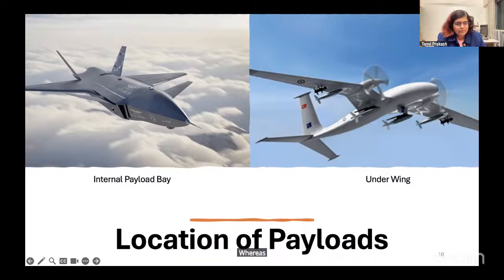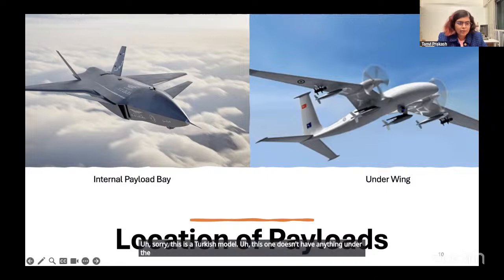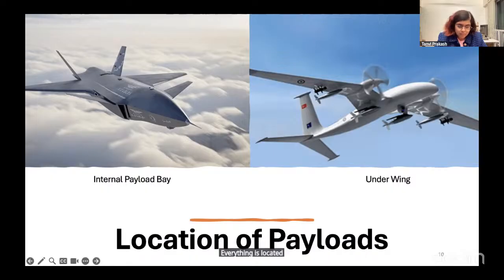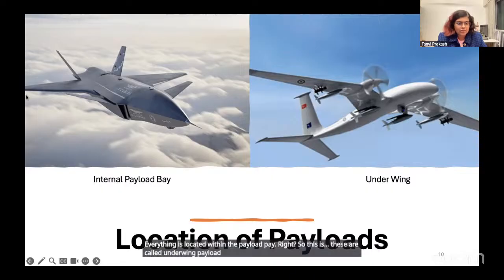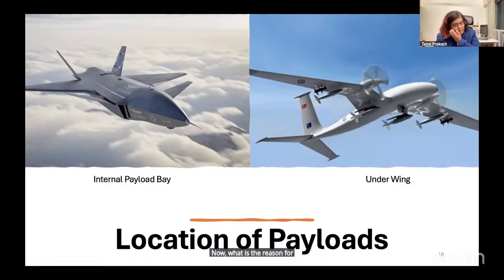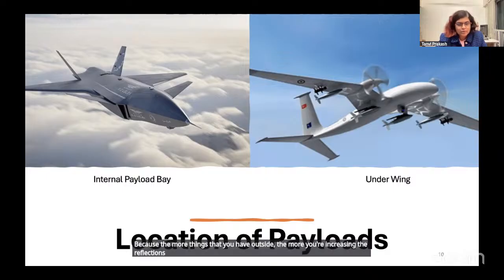Whereas in the UCAV shown on the left, which is one of the Boeing models, this is a Turkish model. This one doesn't have anything under the wing. There are no external payloads visible. Everything is located within the payload bay, right? So these are called underwing payloads and these are called internal payloads. Now, what is the reason for this mainly? So again, the answer lies in stealth, first of all, because the more things that you have outside, the more you're increasing the reflections for radar to pick up.